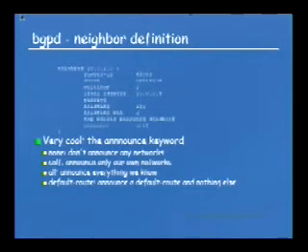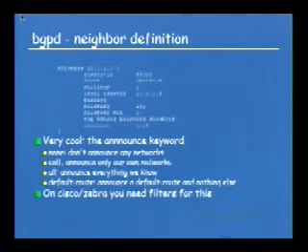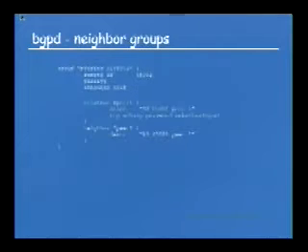It has 4 options. It's none, don't announce anything. Self, announce only your own networks. All, announce everything. Or default route, just announce the default route and nothing else. On many other implementations, you need filters for that. Here it's just one configuration setting. Neighbors can be grouped. Members of a group just inherit the settings from the group.